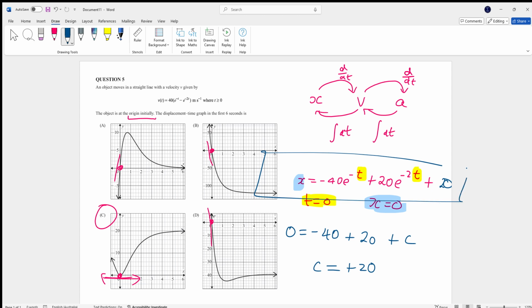And if you were to graph that, that would also give you C as well. Realistically, though, you could check the gradients to get your answer straight away, and I think that would be the quickest way to do it. Don't do it this way, this way is too long. But otherwise, that's how you do question 5.